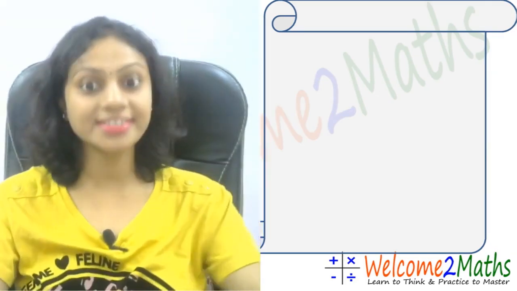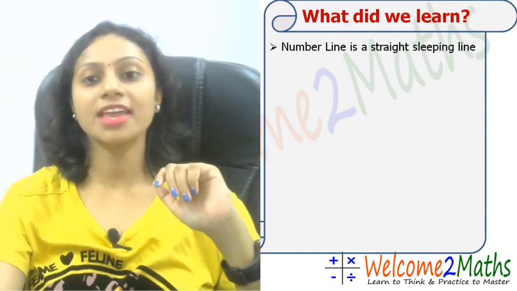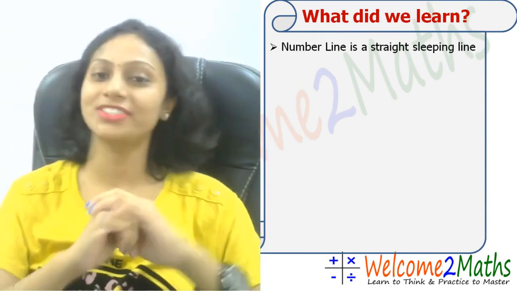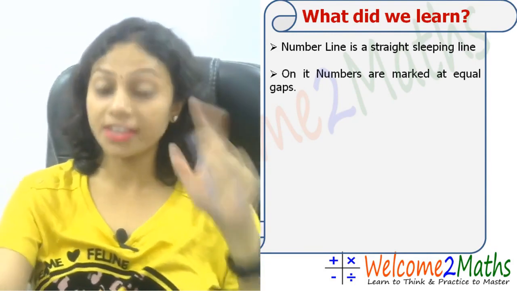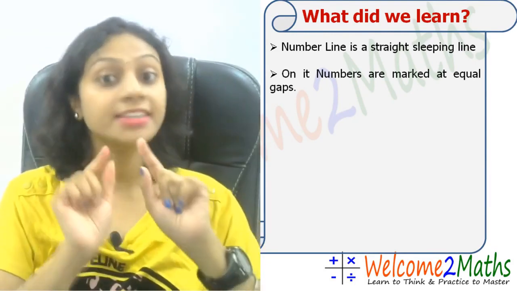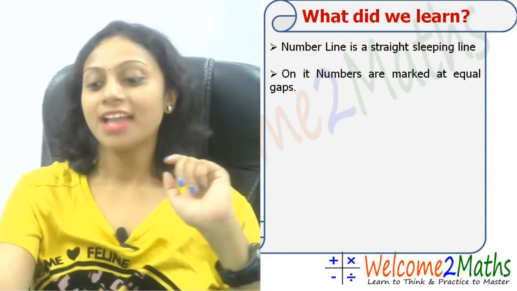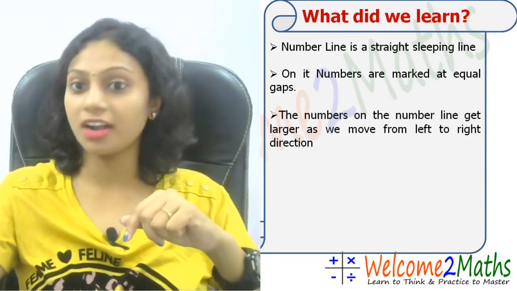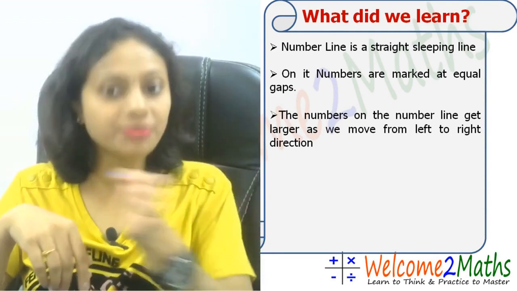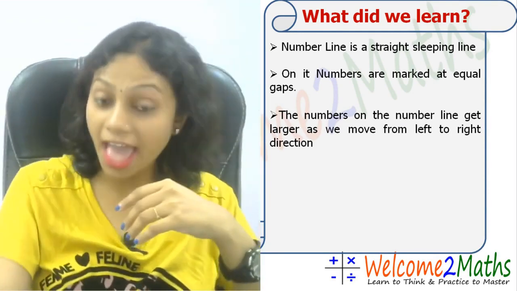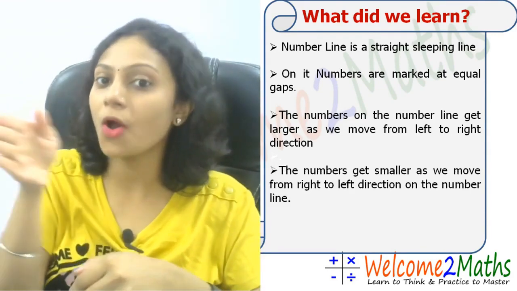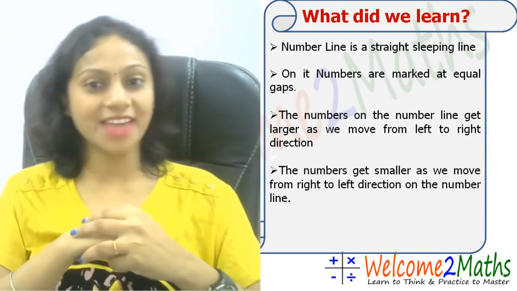Let's see once again. What did we learn today? We learned today number line is a straight sleeping line or horizontal line, and on it numbers are marked at equal gaps, and the numbers on the number line get larger as we move from left to the right direction, and the number gets smaller as we move from right to the left direction.